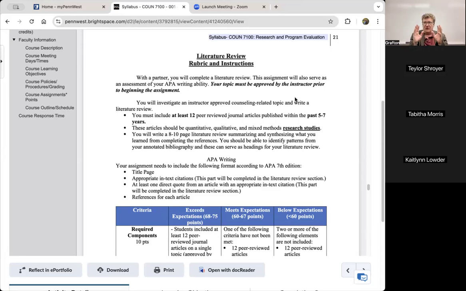So if you're working with a partner, you need to really divide, okay, what are you looking for? Are you looking for articles about the issue? Are you looking for articles about the treatment? Are you looking for articles about something creative we both want to add?